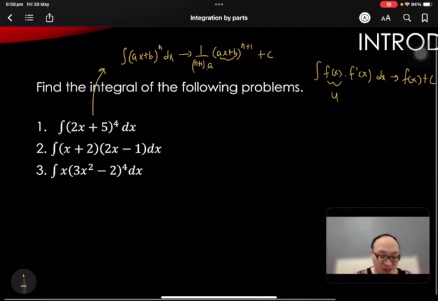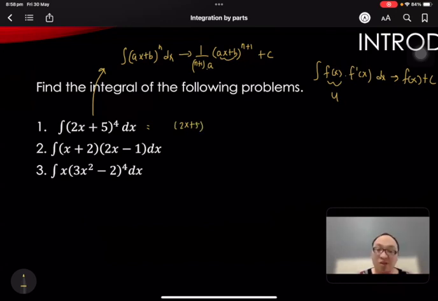So the answer for this one: we have (2x plus 5) to the power of 4. We add 1, so it becomes 5. Now we divide by 5 and divide by the derivative of 2x plus 5, which is equal to 2.